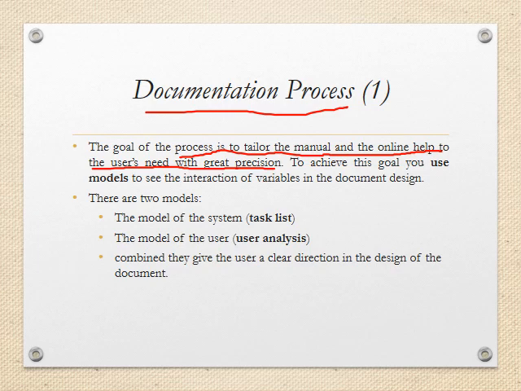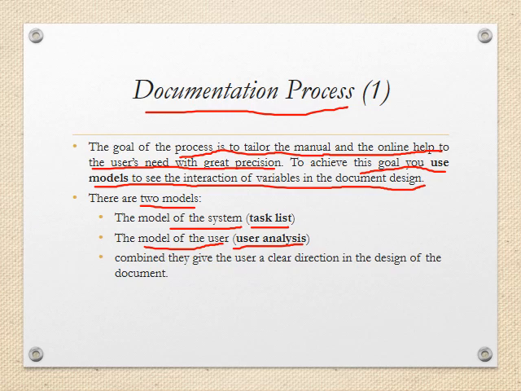In order to achieve this goal, we use models to see the interaction of variables in the document design. We deal with two models. First model, we call it a task list, which is the model of the system. The second model, user analysis, which is the model of the user.